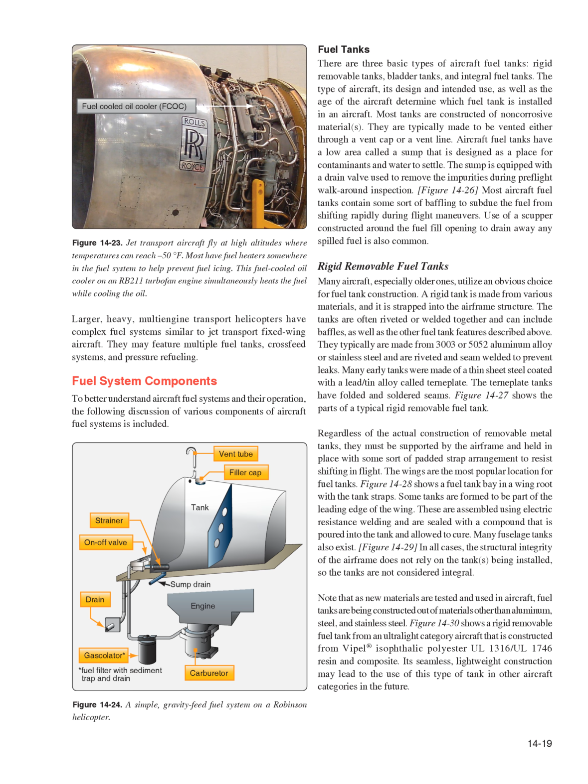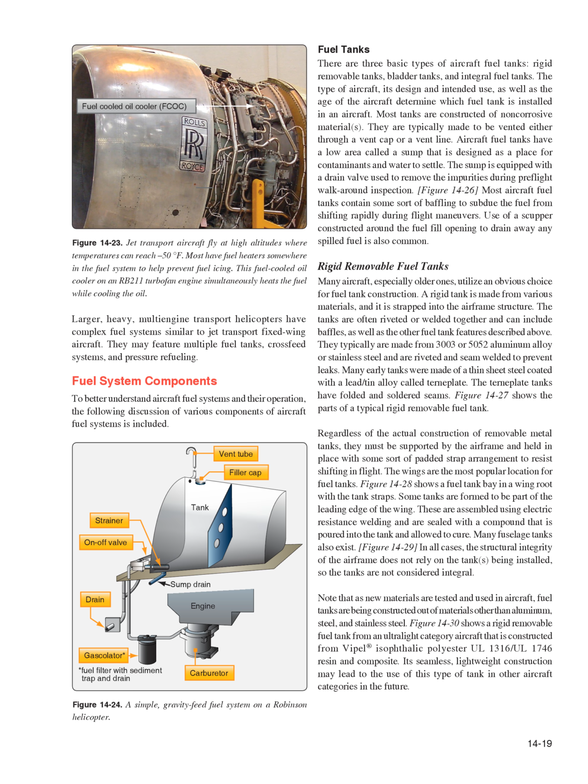Most tanks are constructed of non-corrosive materials. They are typically made to be vented either through a vent cap or a vent line. Aircraft fuel tanks have a low area called a sump that is designed as a place for contaminants and water to settle. The sump is equipped with a drain valve used to remove the impurities during pre-flight walk-around inspection.